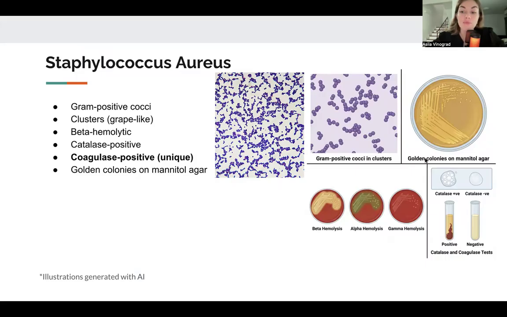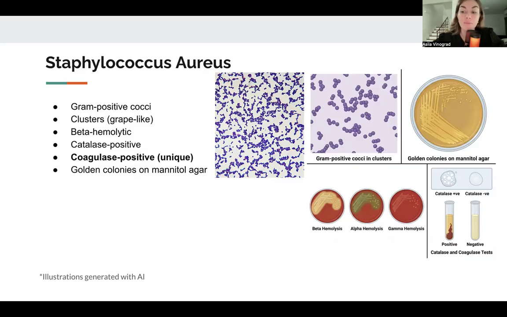Now, three key lab features you must remember. Beta hemolytic, it destroys red blood cells. In clinical picture, this means necrosis, pus, aggressive infection. Catalase positive. Catalase is an enzyme that breaks down hydrogen peroxide. Our immune cells use hydrogen peroxide to kill bacteria. So, if bacteria can destroy it, it survives inside the body.